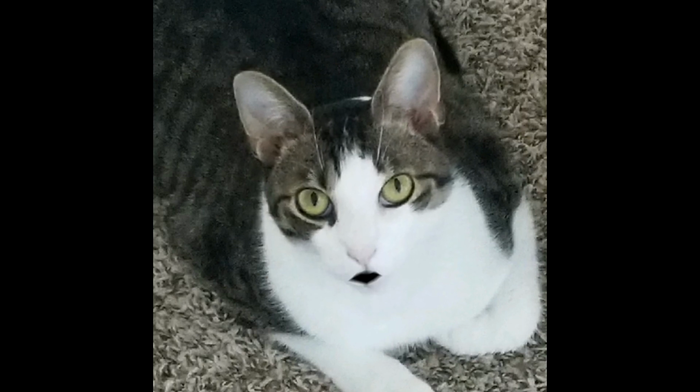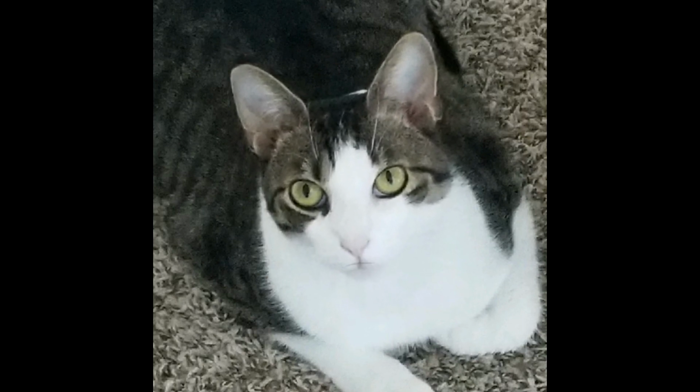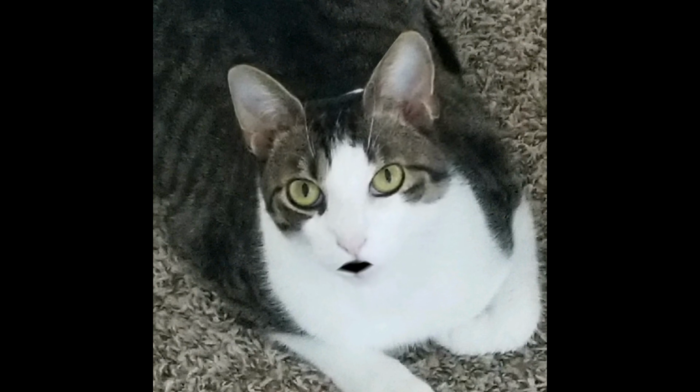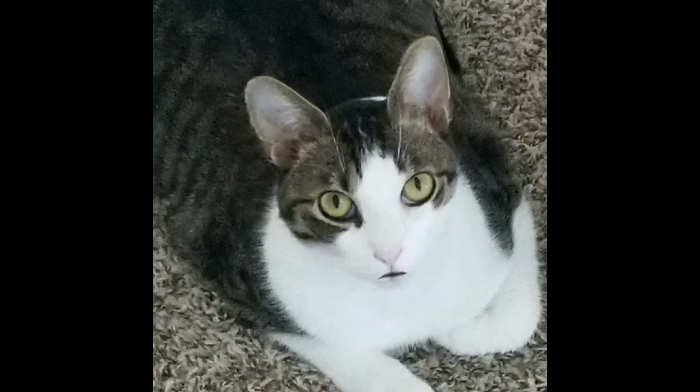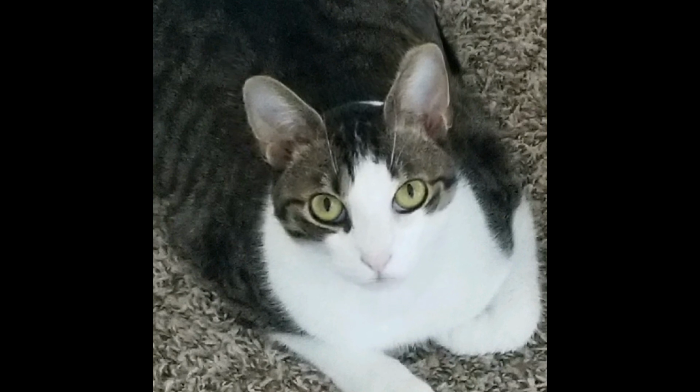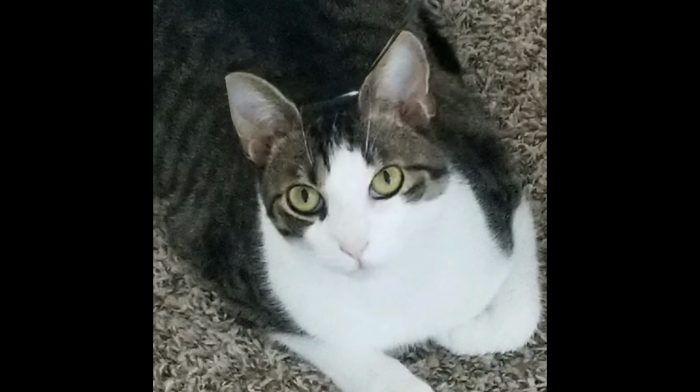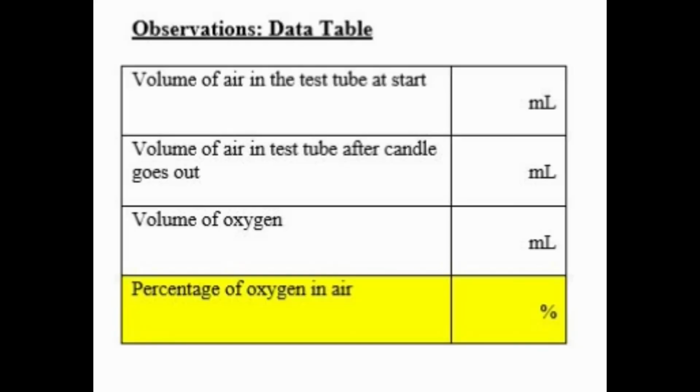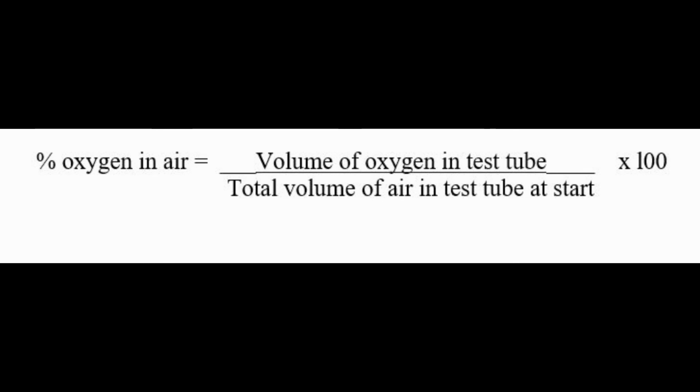So now we have the volume of air in the test tube at the start, the volume of air in the test tube after the candle goes out, and we use that to determine the volume of oxygen. But how do we figure out the percentage of oxygen in the air? To determine the percentage of oxygen in the air, take the volume of oxygen in the test tube, divide it by the total volume of air in the test tube at the start, and then multiply that by 100. Please pause the video now and put your result in the space provided.